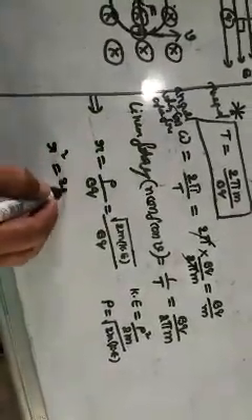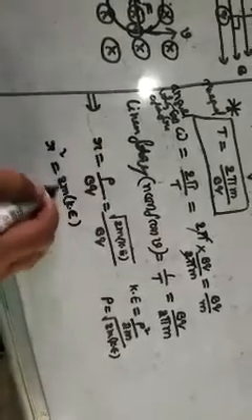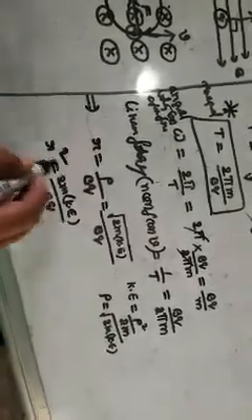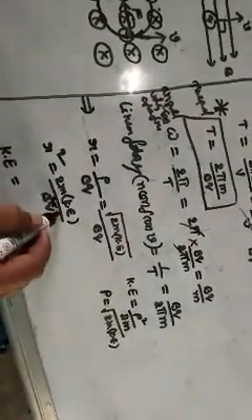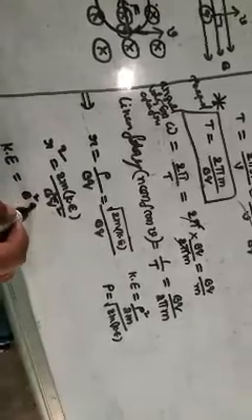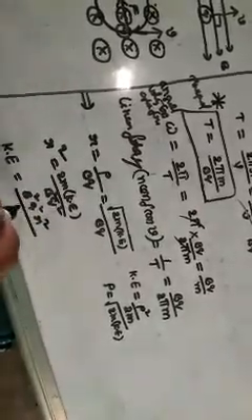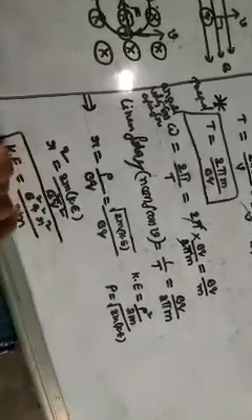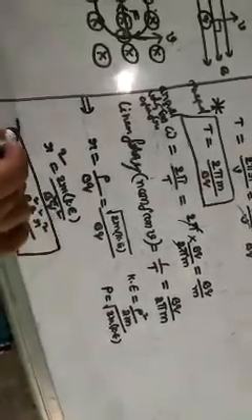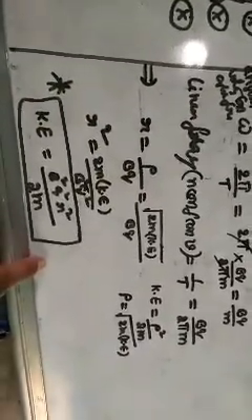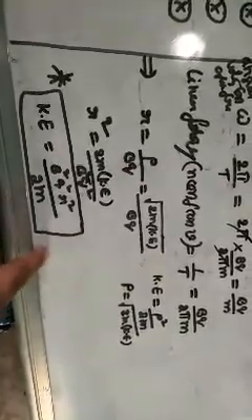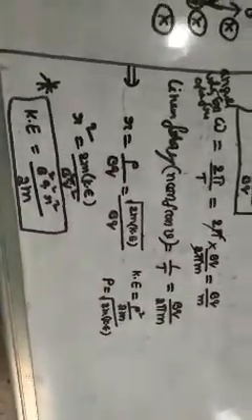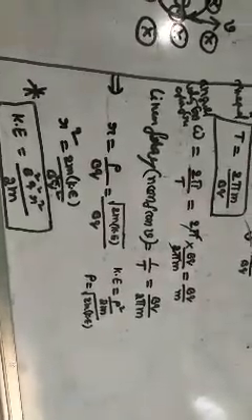So r square equals 2m into KE by b square q square. And the interesting thing is KE is equal to b square q square r square by 2m. This is the kinetic energy in terms of radius. I am going to use this equation in the next concept, which is very, very useful: the cyclotron. I will use this concept there again. So this is about the motion of a charged particle.